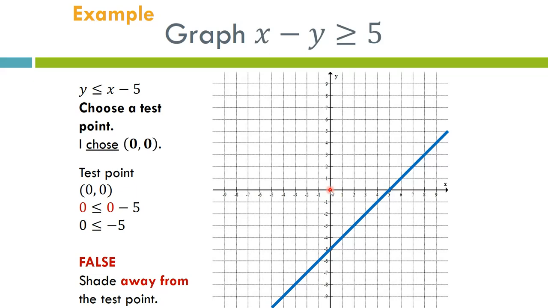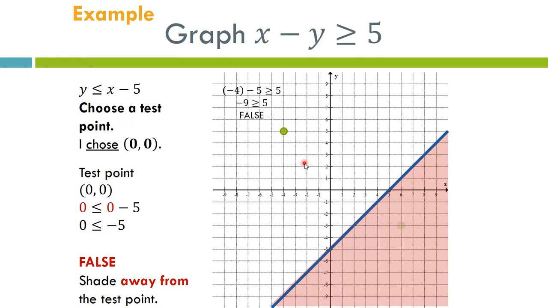So I don't want this region, because if my test point makes this inequality false, that means everybody else on this side of the line will also make my inequality false. So I'm going to shade the opposite region. Once again, your solution encompasses this line, your boundary line, as well as this shaded region.